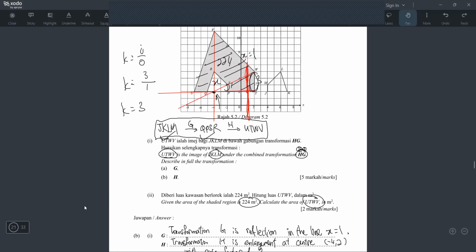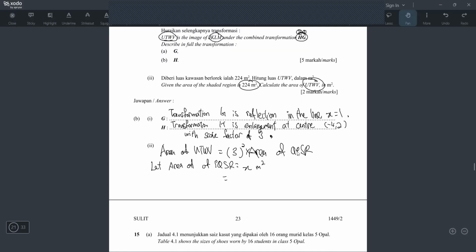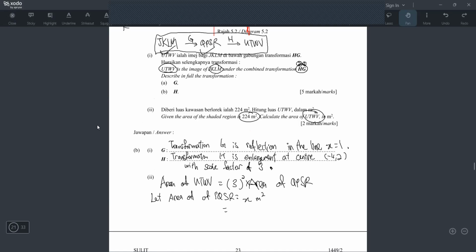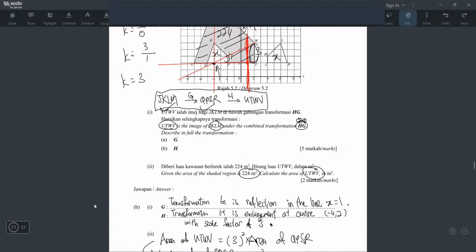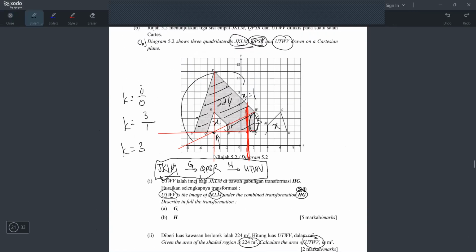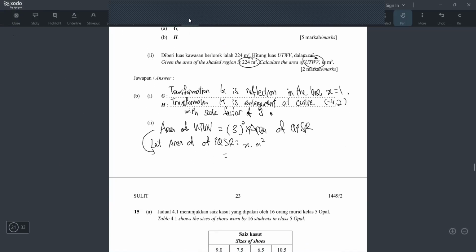So if PQSR area is X, what about area of JKLM? X also. X also, because they have the same area. That is why just now I said here you can write QPSR or JKLM. Both is correct. Okay, now we can use this formula. What will be my area of UTWV? My area of UTWV will be what? Will be the whole thing, right? Which is 224 plus X. So now we can write 224 plus X on this side.